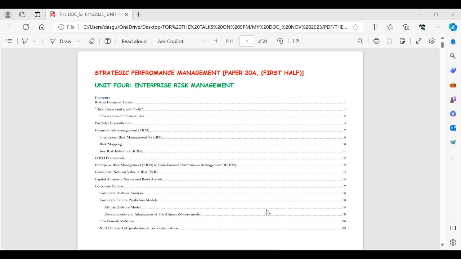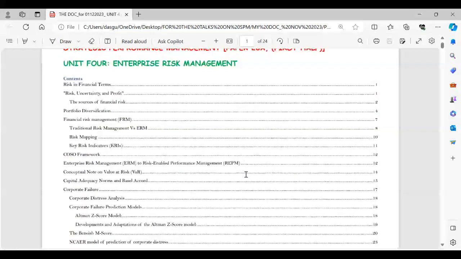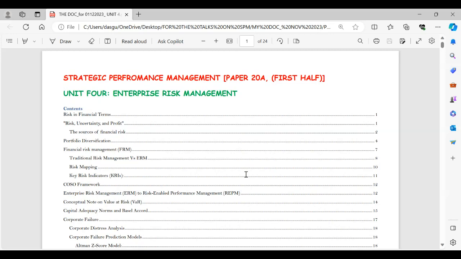Now let us come to our module 4, which is the last unit. I don't have much time to talk about this, maybe 10 minutes. Now, it's all about risk. I will not say it is about enterprise risk management. It is about risk and the various connotations of risk. If I was given a situation, I would say it is a comprehensive understanding of various aspects of risk.